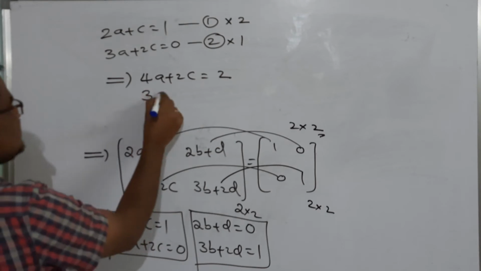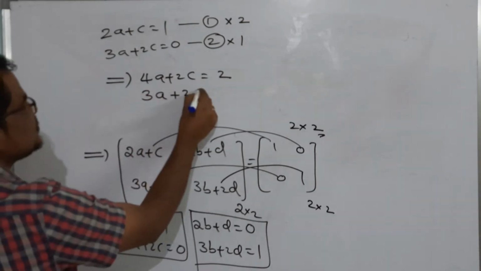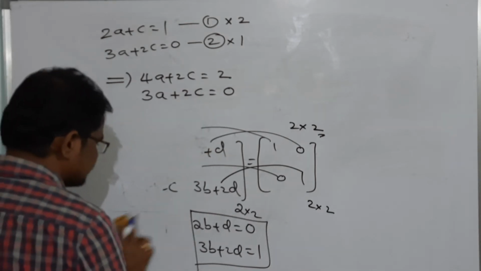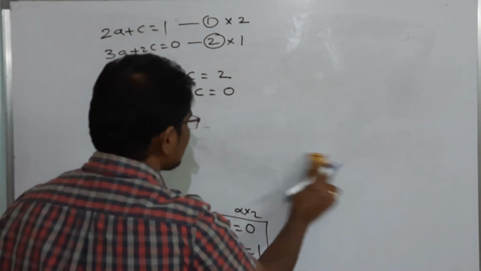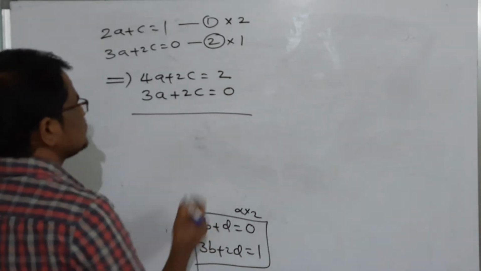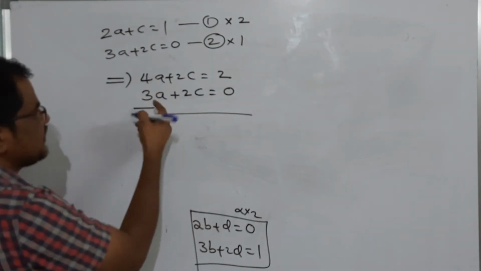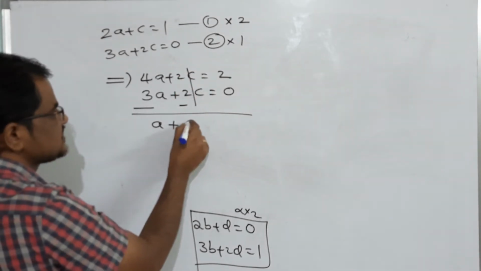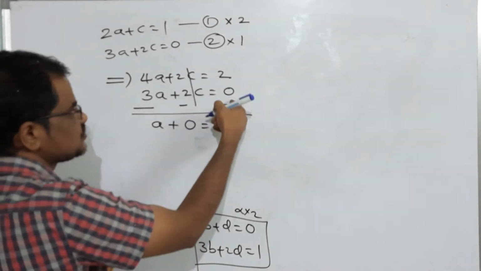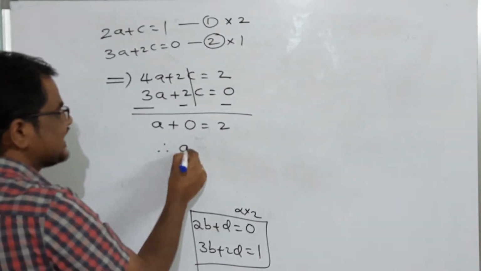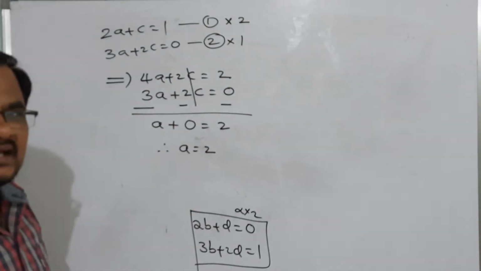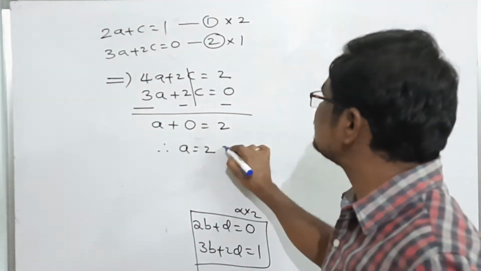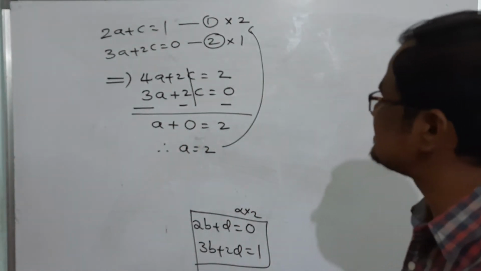So that is 3a plus 2c equal to 0. Now if you solve these two, subtract these two: 4a minus 3a is a, here minus these two get cancelled, plus 0 equal to here minus 2 minus 0 is 2, therefore a equal to 2. This a value, substitute in any one of these two equations, then you will get the c value.